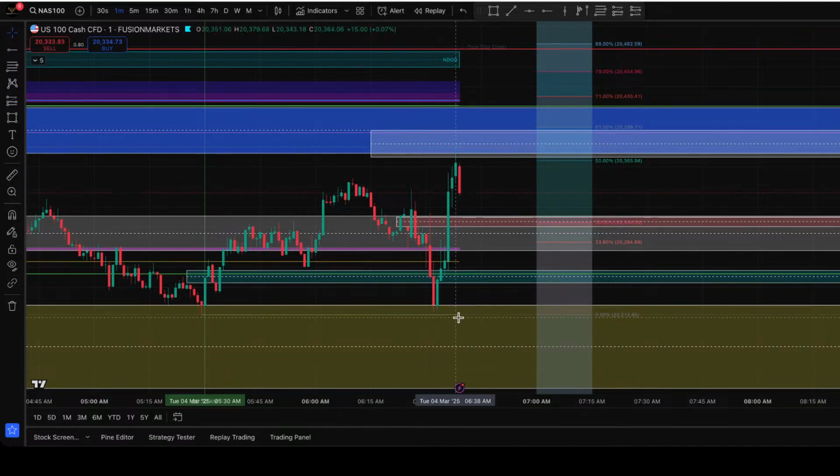That's the manipulation. Now, keep in mind, if it rejects from here, there's the top of our manipulation move, or manipulation zone, I should call it, right at the top of the blue. So if all of a sudden we drop from here now, take out these lows, it's still then going up here. This is still the manipulation move to the downside.